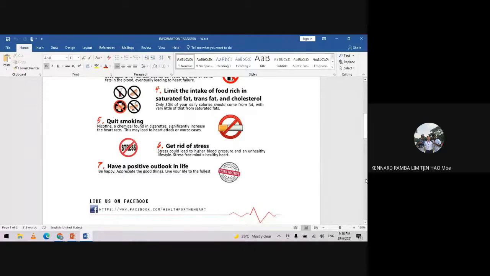6. Get rid of stress. Stress could lead to higher blood pressure and an unhealthy lifestyle. Stress-free mind equals to healthy heart. 7. Have a positive outlook in life. Be happy. Appreciate the good things and appreciate good things. Live your life to the fullest.